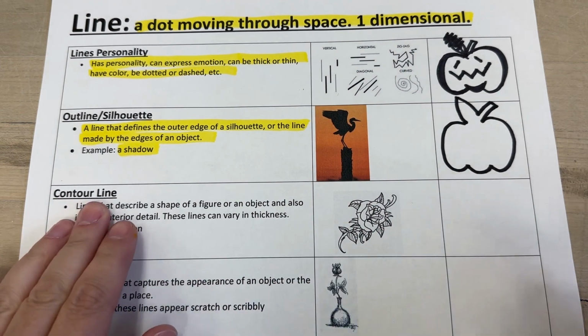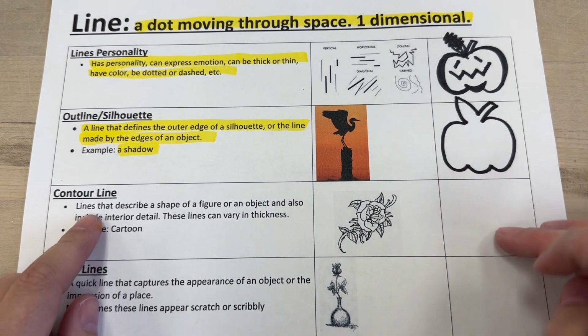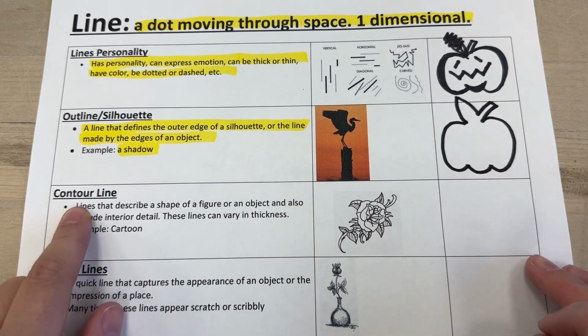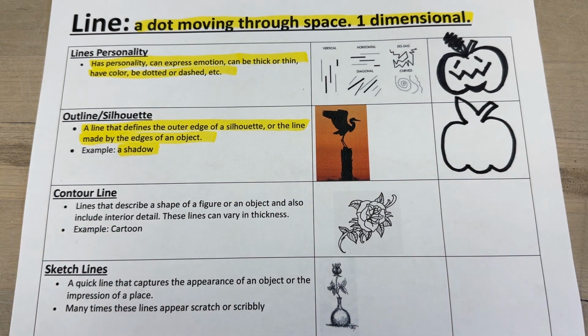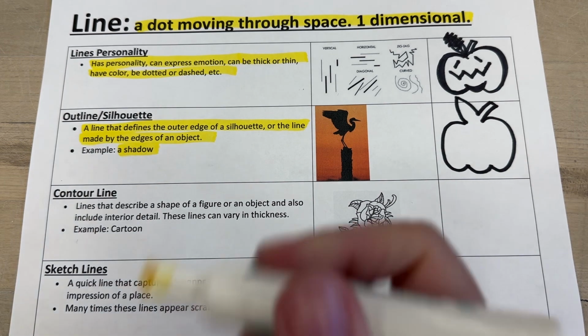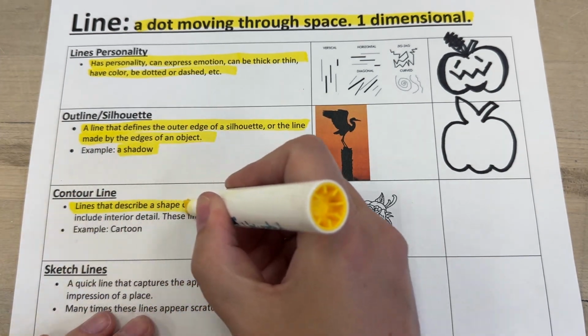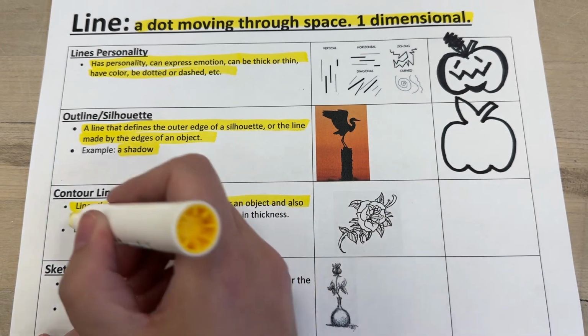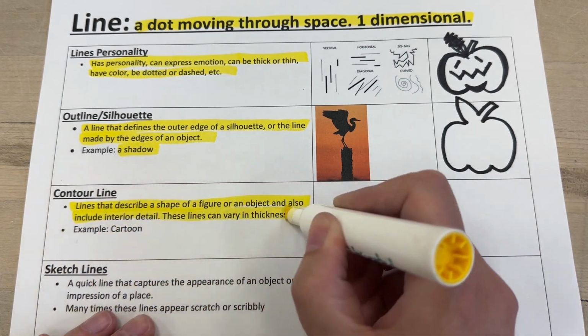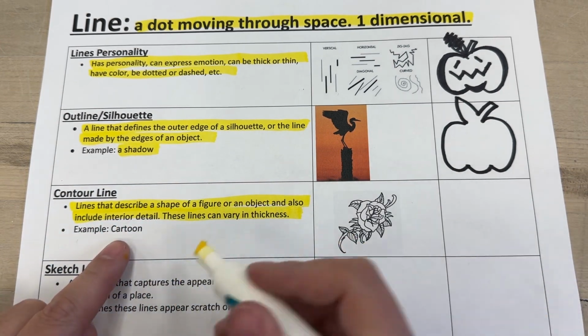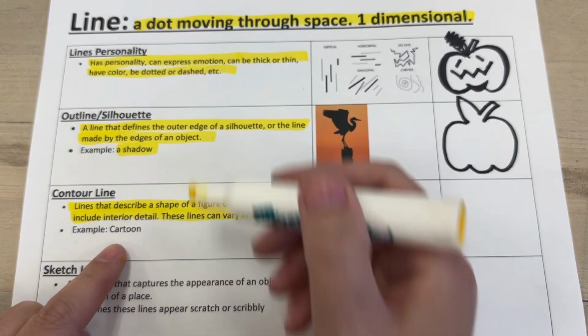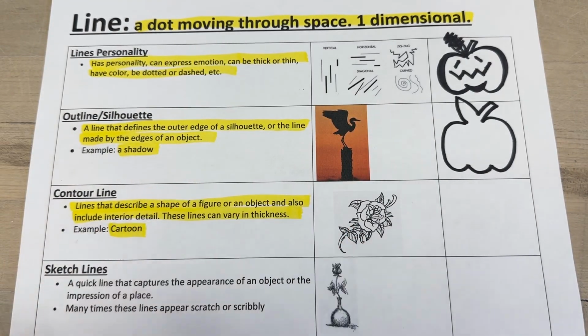Now a contour line, this is going to help demonstrate both of these. A contour line is a line that describes the shape of a figure or an object and also includes interior detail. The lines can vary in thickness, they can have line personality, but the example is a cartoon.